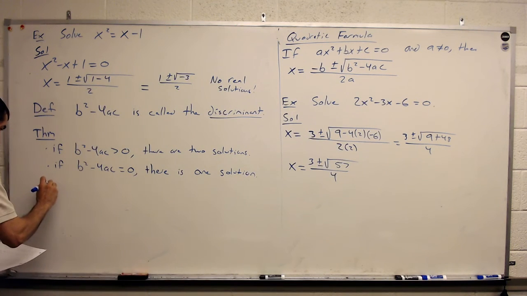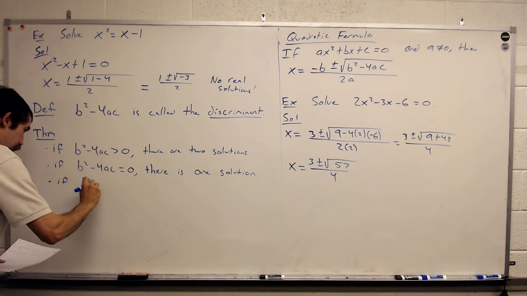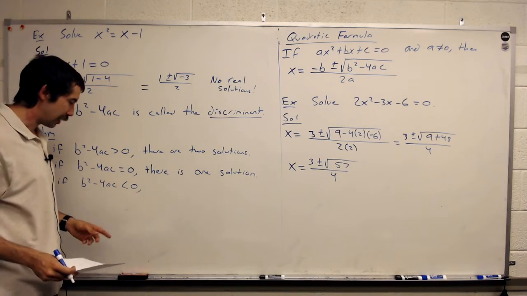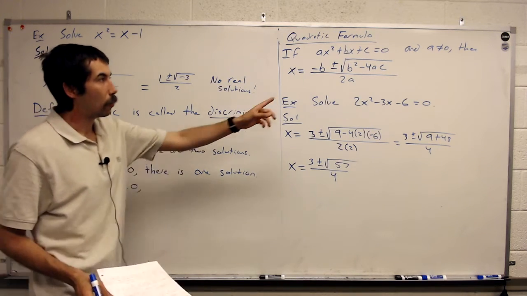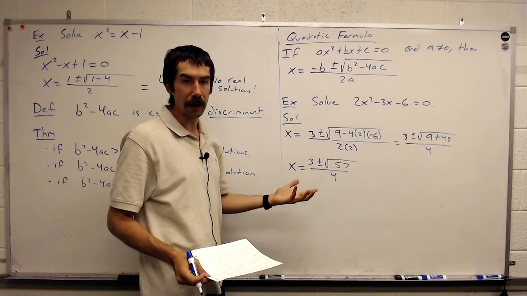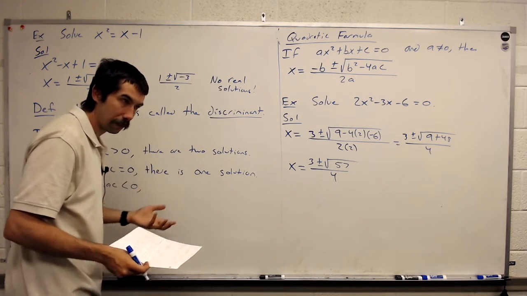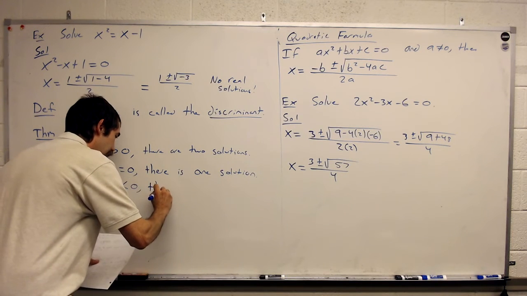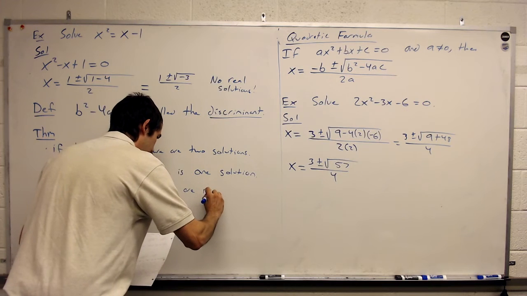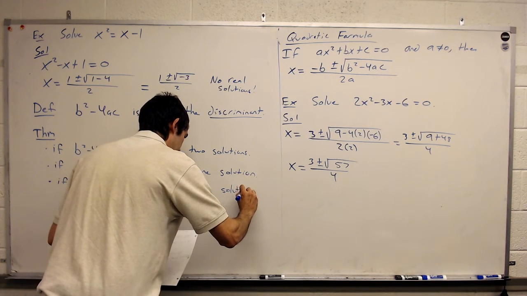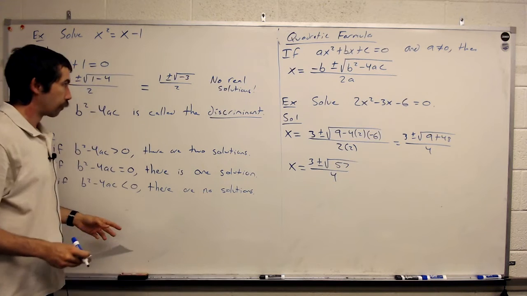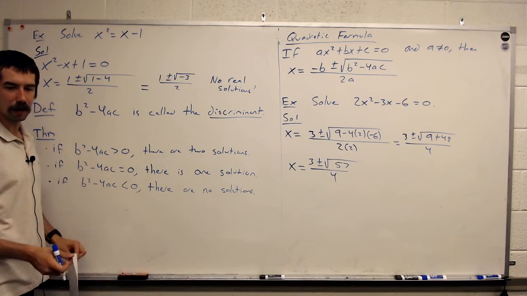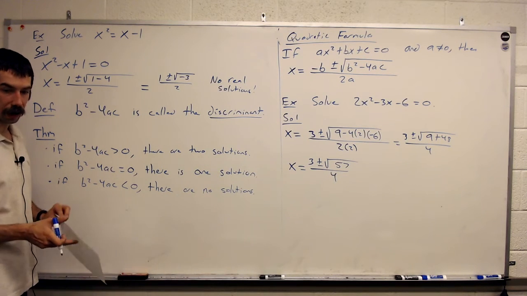And finally, if b squared minus 4ac is less than 0, so if it's negative, well, then we're going to be taking the square root of a negative number, which you can't do, at least with the real numbers. So there are no solutions. All right, so just looking at the discriminant, whether it's positive, negative, or 0, tells us how many solutions there are.